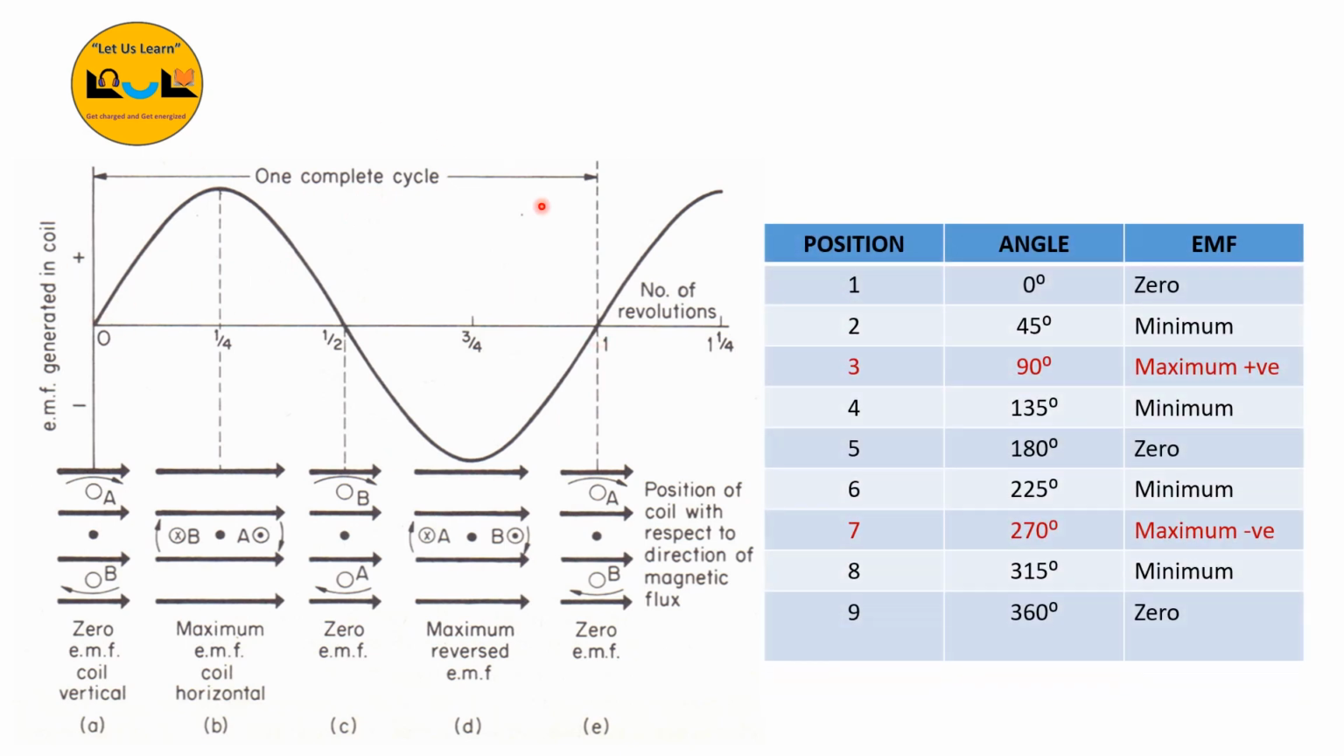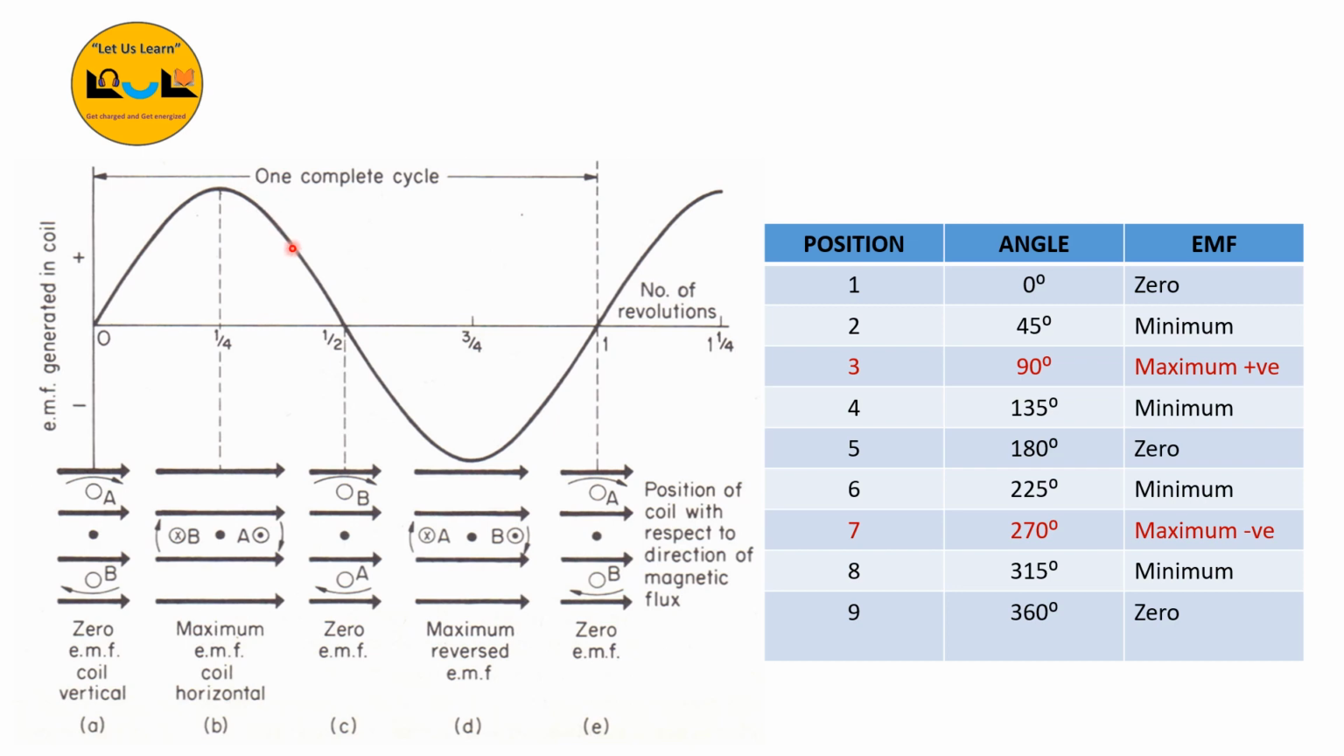Now the same waveform we will explain with this tabular column. This is position 1. Whenever theta is 0, the EMF is 0. I am plotting the graph here. Position 2 is 45 degree, approximately this point, and the EMF generated here is minimum. Now coming to 90 degree, this point is exactly 90 degree. The magnetic line and conductor velocity are perpendicular to each other, so the positive maximum EMF will be generated at 90 degree.